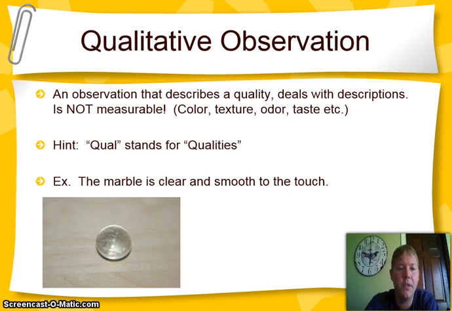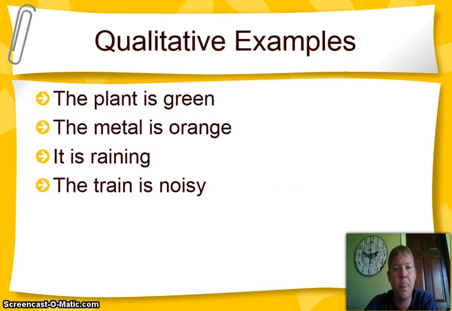For example, this marble down here is clear and smooth to the touch. We're talking about qualities. Clear, we're talking about color. Smooth, we're talking about texture. So those are qualitative observations. Other examples of qualitative include: the plant is green, the metal is orange, it is raining, the train is noisy. These are qualitative examples.